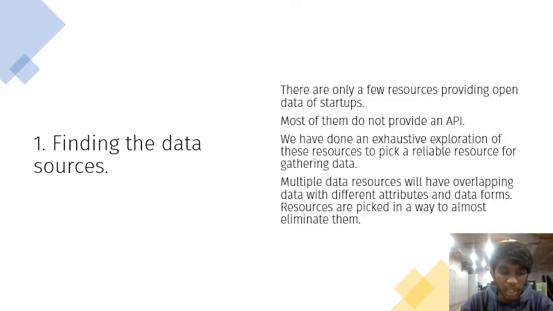We had to pick multiple resources for reliability, to cross-check the data we obtained. When we do this, the multiple resources will have overlapping data with different attributes and data forms. So we have to pick the resources in such a way as to eliminate resources which are in conflict, and integrate those data types into a single database.